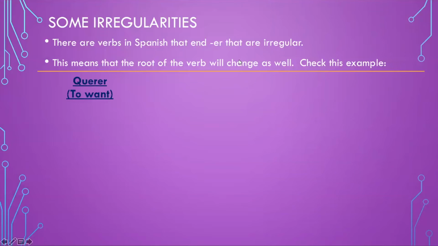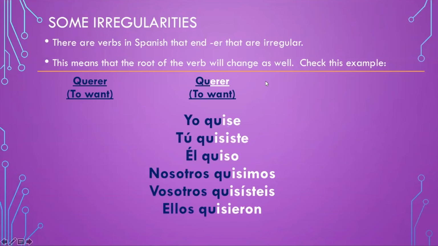The first one is querer. Very important verb to remember. To want. And the thing is, the whole verb, or nearly the whole verb, is going to change, not just the ER. And this is the way it changes. Yo quise, tú quisiste, él quiso o ella quiso, nosotros quisimos, vosotros quisisteis, ellos quisieron. That is you saying, I want it, you want it, and so on. This is a very important verb to remember because you will come across this verb at some point during your exam.